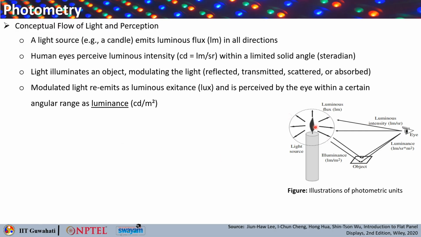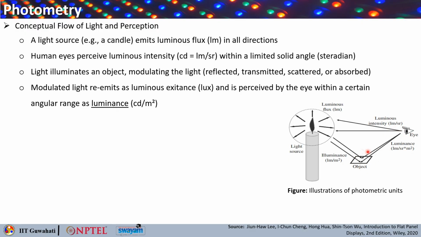So, here is how the conceptual flow of light and perception takes place. You have a light source here, a candle, that emits luminous flux in all directions. The human eye perceives this luminous intensity within a limited solid angle, known as steradian. So, you get lumen per steradian, that is your luminous intensity.